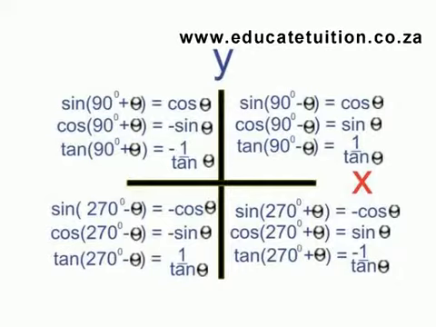Sine of 270 degrees plus theta will equal negative cos theta, cos of 270 degrees plus theta will equal positive sine theta, and tan of 270 degrees plus theta will equal negative 1 over tan theta.